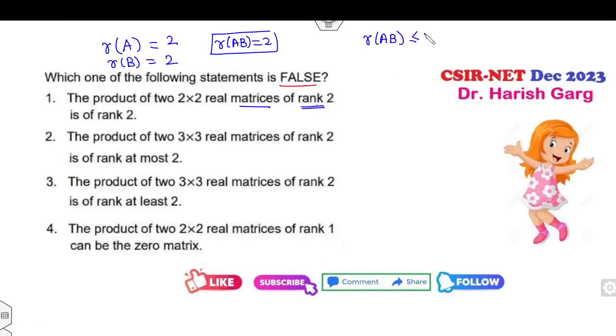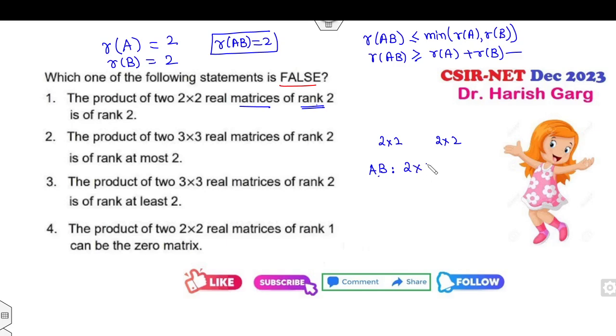What is the rank of AB? It must be less than or equal to the rank of A and the rank of B, and the rank of AB is also greater than or equal to the rank of A plus the rank of B minus the number of column vectors. If A is 2 cross 2 and B is 2 cross 2, then AB is also 2 cross 2, so this must be N. What is N? N is the number of column vectors, so that is my 2. Now I can substitute these values. The rank of A is 2, rank of B is 2. Therefore, rank of AB is less than or equal to 2.